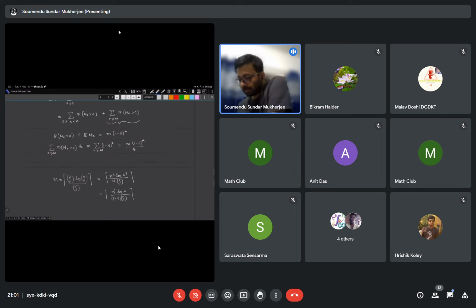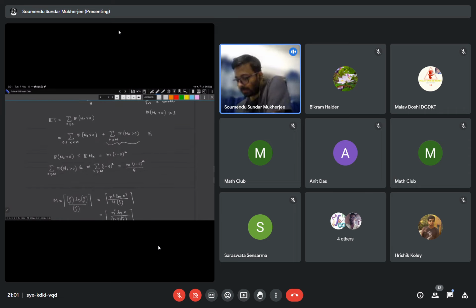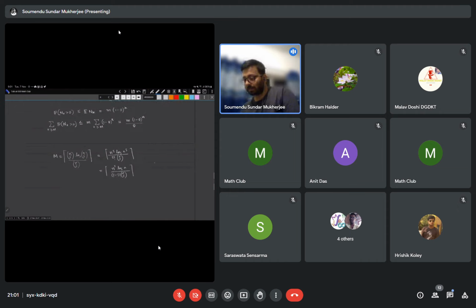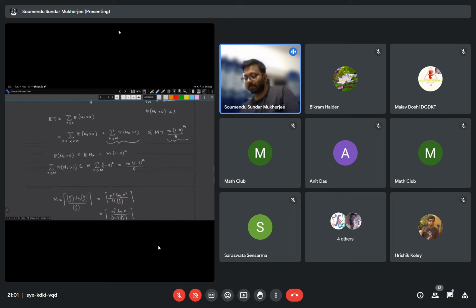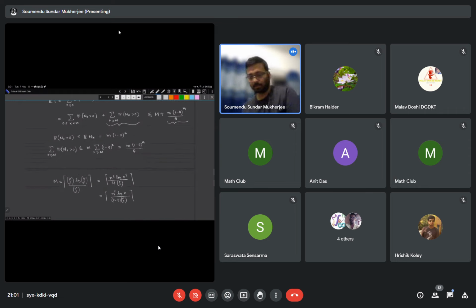If I do that, then I see that this is less than or equal to, here I'll bound all of these probabilities by 1, so I get m plus this tail, m plus m into (1 minus theta) to the power m over theta. So I'll try to show that this is negligible compared to this m. We see that m is of the order of n to the power s log n. So if we just show that this second term is smaller than that in magnitude, we are good. So let's see.